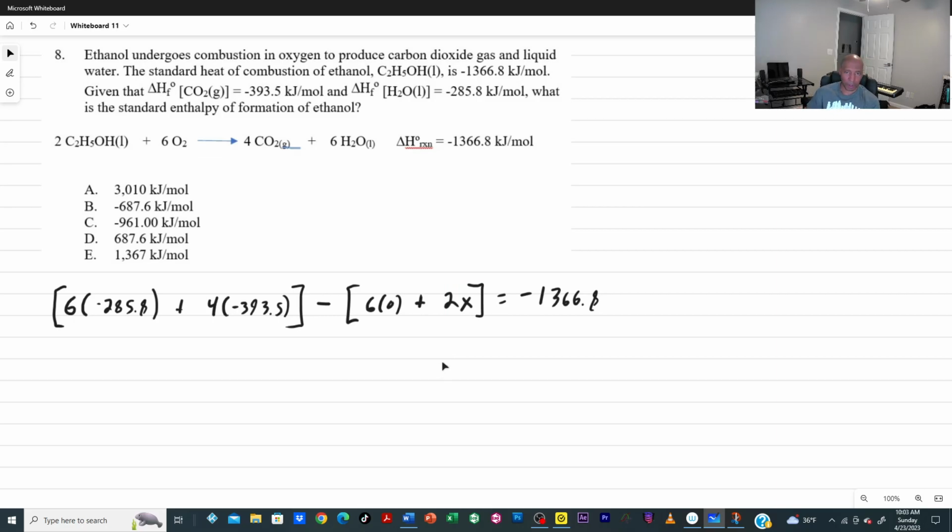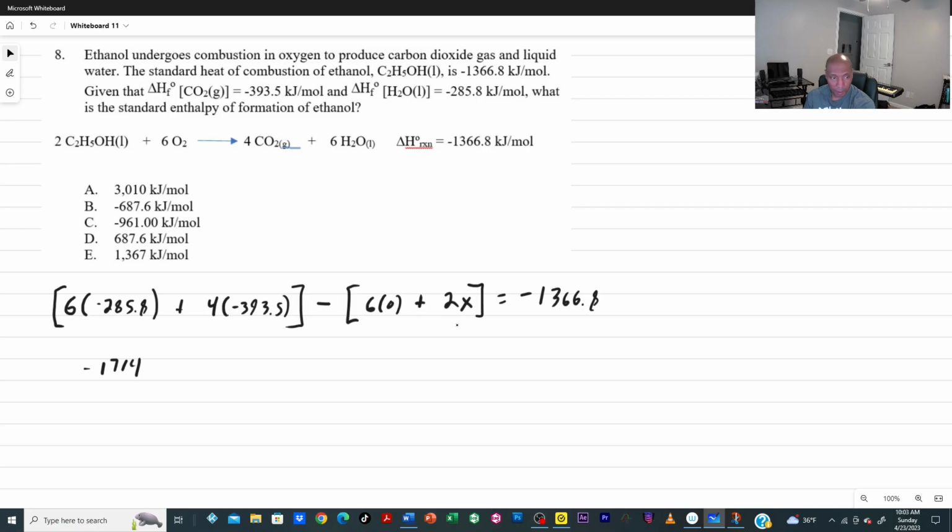1,366.8. Now, most of the time, you're going to be asked to find the enthalpy change for the reaction. In this problem, they gave you the enthalpy change for the reaction, and they asked you to find the enthalpy of formation of one of the reactants, which is not that big of a deal. So just be mindful of that, and be mindful of this minus sign, because I'm going to end up getting the negative of this 2x before all is said and done.